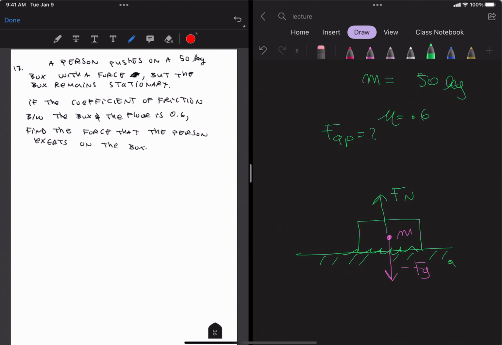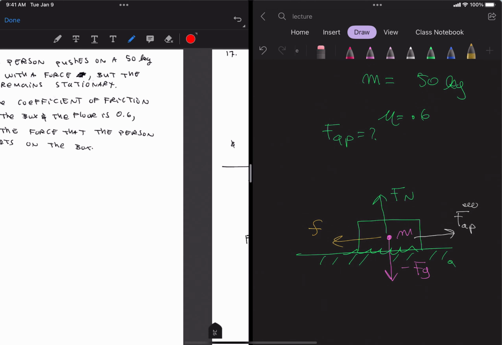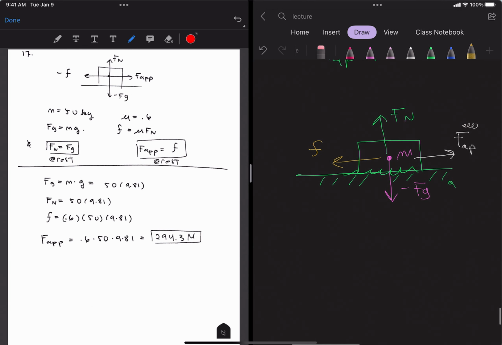And now in the horizontal direction, you're trying to push or apply a force on the crate, but it's staying stationary. And the only way that that's possible is that there has to be a force to cancel out the force that you apply, and that is going to be the force of friction pointing backwards here. All right, so we have all that we need. So now let's try to solve this.